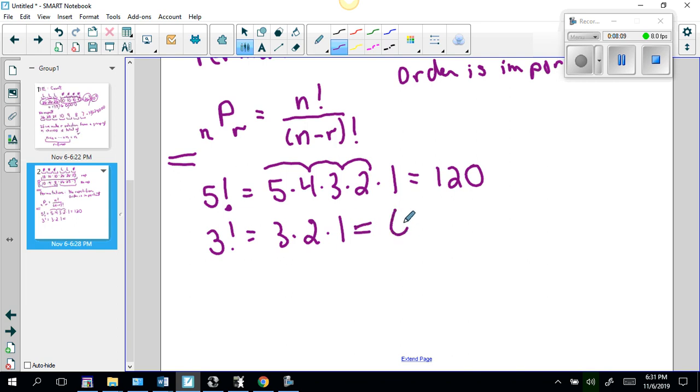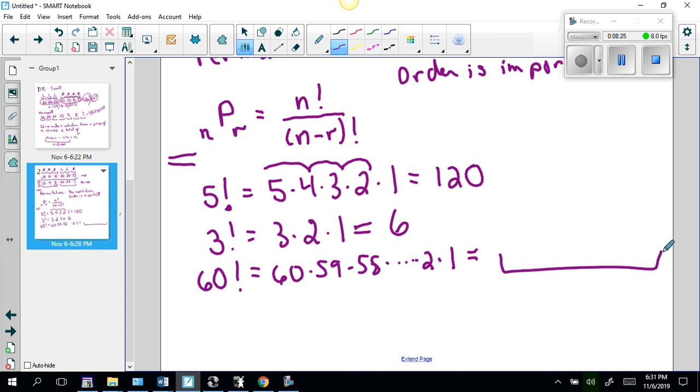You go 6. Somebody goes 60 factorial, it's 60 times 59 times 58 times... times 2 times 1 equals, I'm not doing it. You can't pay me enough. Probably too big to fit on my calculator. That's a really big number. Okay, so we don't understand what's going on.